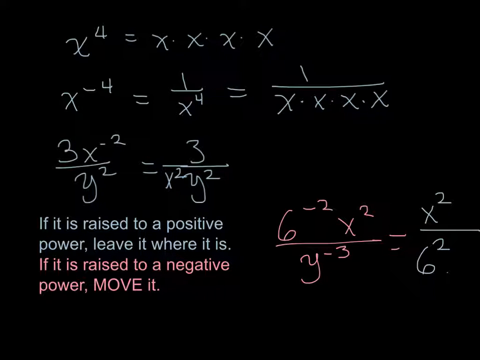Because it's a negative power, I'm going to move it up into the numerator. So it will be y to the third. Okay, so basically if you have a negative power and it's in the numerator, move it into the denominator and make it positive. If it's in the denominator and it's a negative power, move it into the numerator and make it positive.